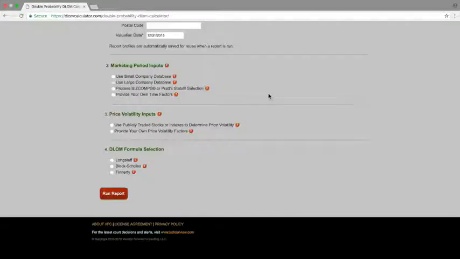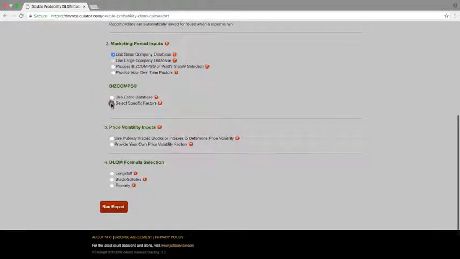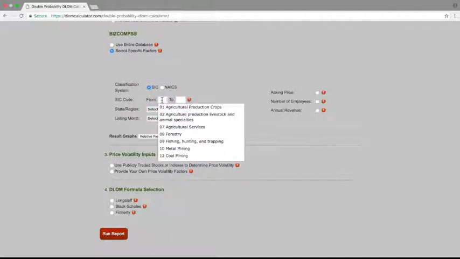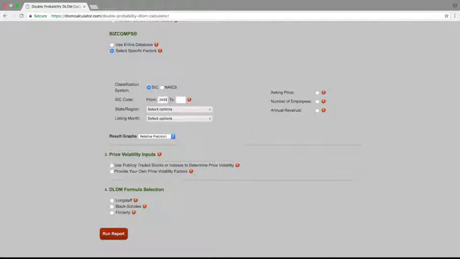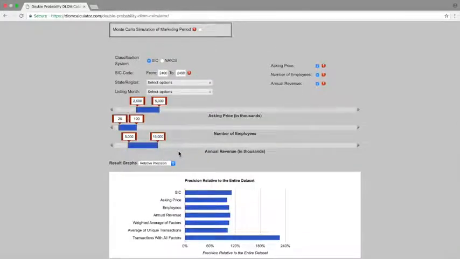Step 2 involves defining the marketing period probabilities. This step is the same as for marketing period estimation, which was the subject of another tutorial. Please view the marketing period estimation tutorial for an in-depth demonstration of the features available for marketing period inputs. We will use the same selections made in that tutorial. The marketing period parameters for this DLOM calculation tutorial are SIC codes 2400 through 2499, asking price of $2.5 million through $5 million, 25 to 100 employees, and annual revenues of $5 million to $15 million.